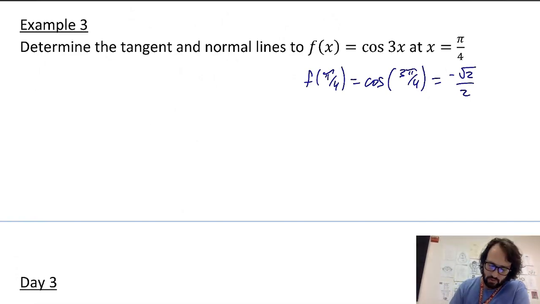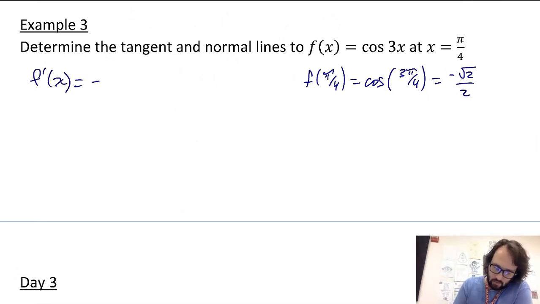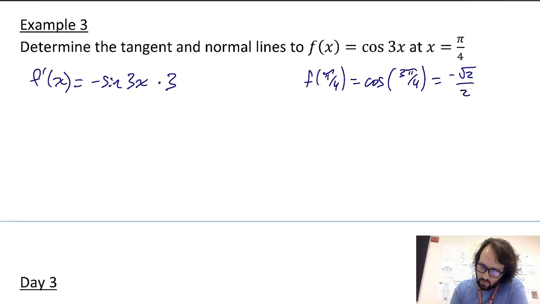Okay, so there's my point. Now I need to find the slope. So f prime would be negative sine of 3x times 3. All right, so I'm looking outside to inside. The big thing is just cosine, and then the inside is 3x, so I need to multiply by the derivative of that.